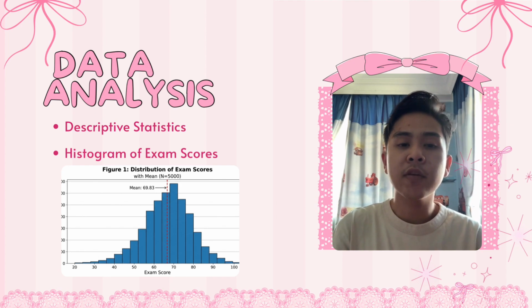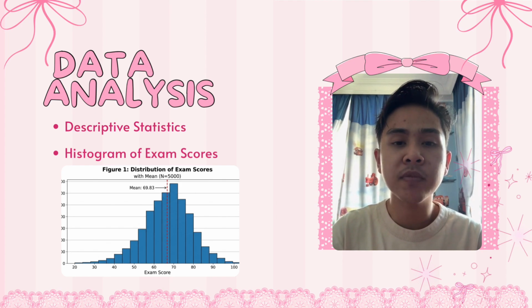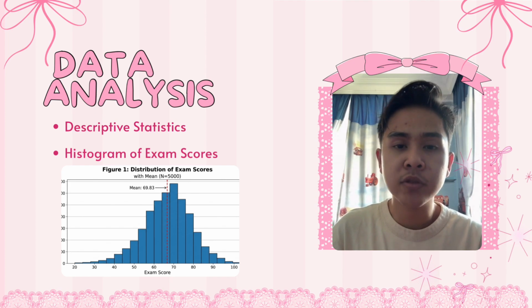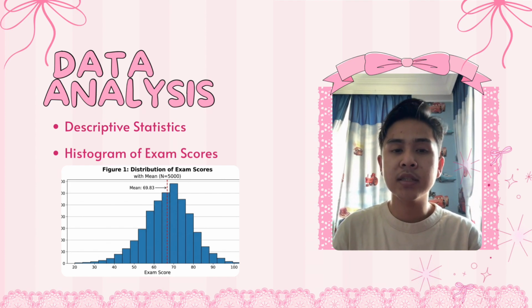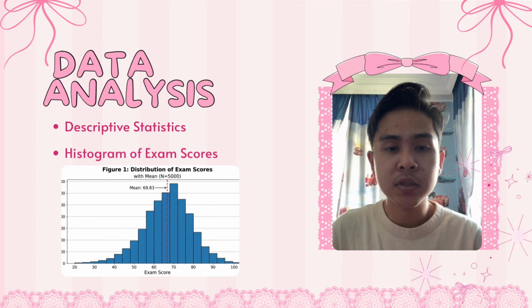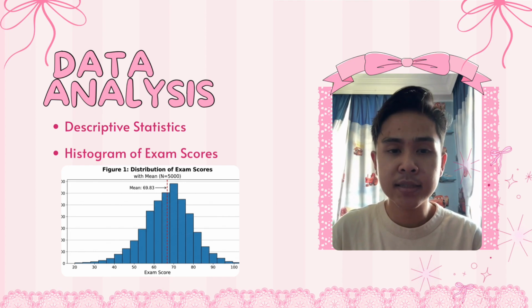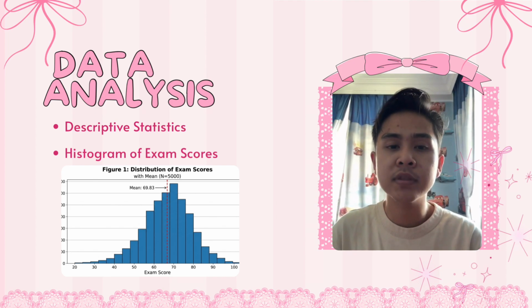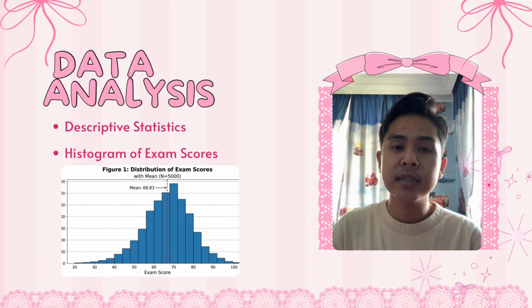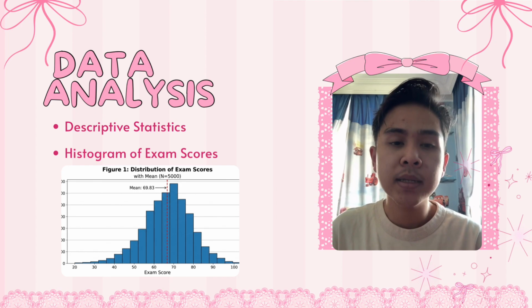69.83. If we compare the mean and median values, they are very close to each other. This indicates that the data distribution is fairly symmetric and not heavily skewed. In terms of variability, the previous score has the highest standard deviation of 16.90, meaning the students' past performance varies more widely.